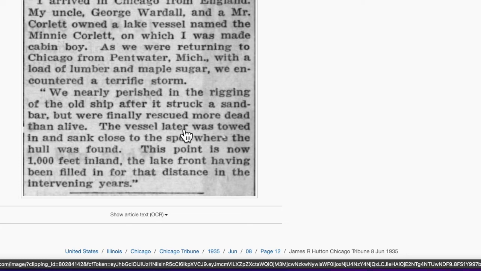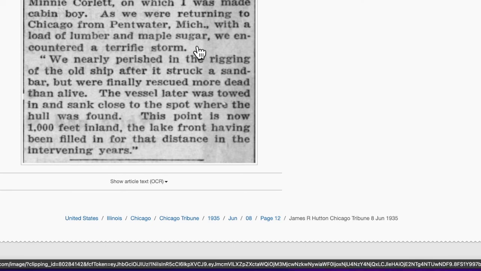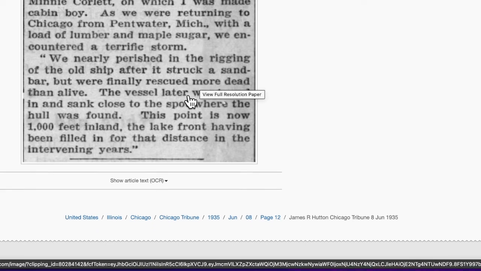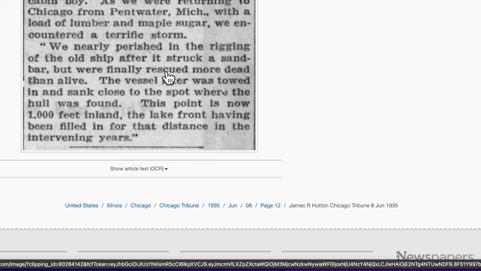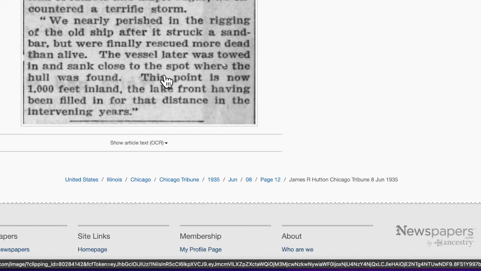Now, the research that I had pulled up before said that he did do some sailing on the Great Lakes. Okay, working on a boat. And of course, here we see an example. He worked on the Minnie Corlett. He was a cabin boy. He was returning to Chicago from Pentwater, Michigan. They had lumber and maple sugar, and they hit a terrible storm. They nearly perished in the rigging of the old ship after it struck a sandbar. They were rescued, and the vessel later was towed in, obviously, to the port in Chicago, and it sank close to the spot where the hull was found.